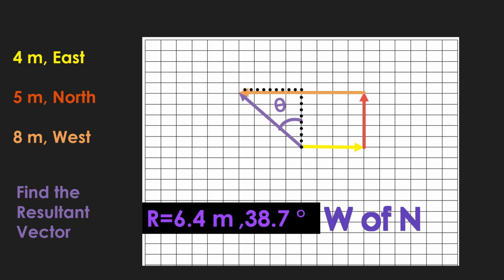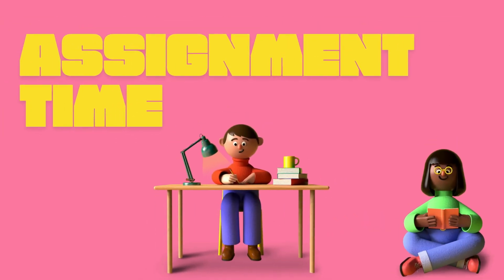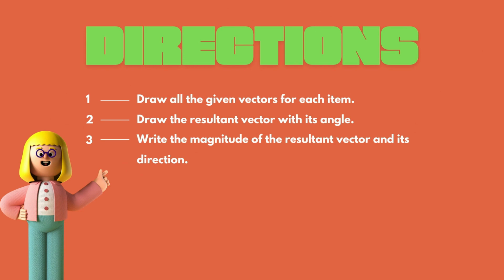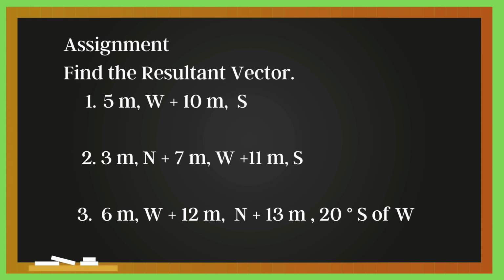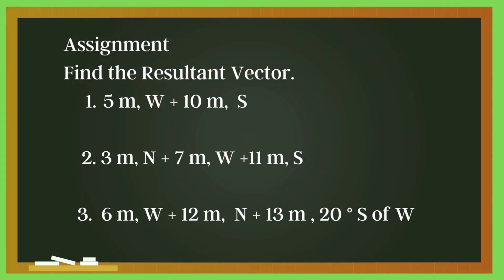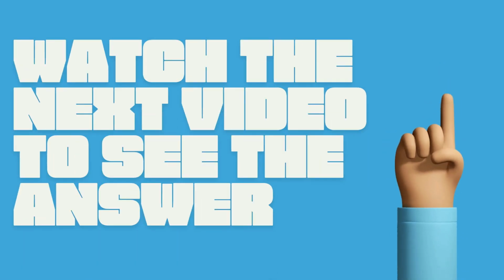Now before we end, assignment time! Directions: Number 1. Draw all the given vectors for each item. Number 2. Draw the resultant vector with its angle. Number 3. Write the magnitude of the resultant vector and its direction. Watch the next video for the answer.